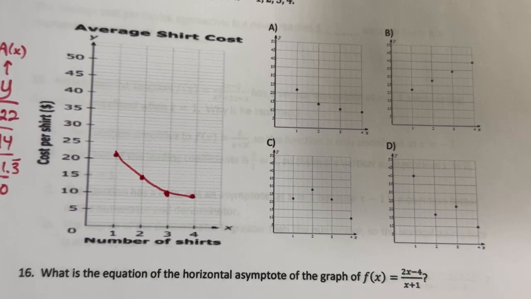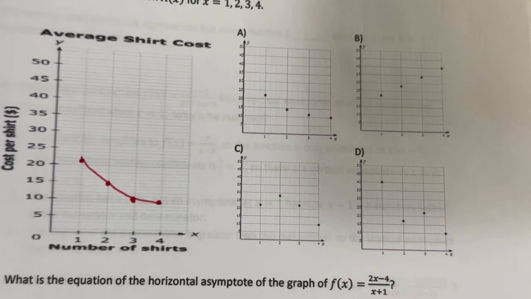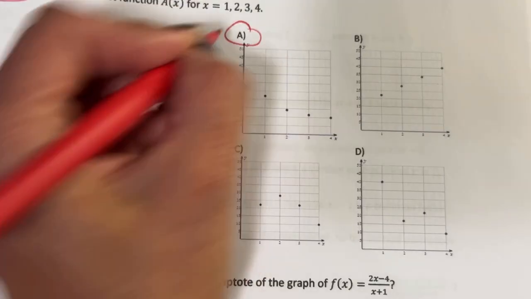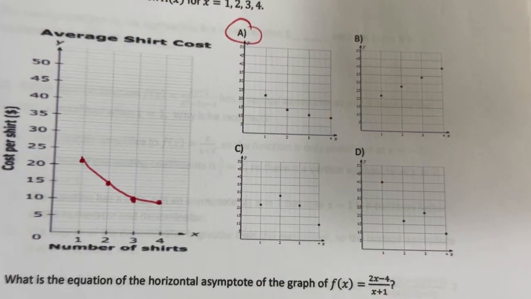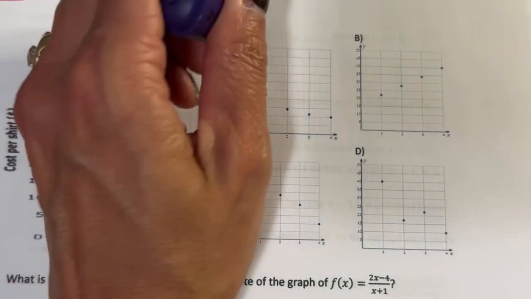And it's multiple choice. There are 4 graphs to choose from, so pick the one that matches your graph. Letter A. Bada bing, bada boom. There it is.